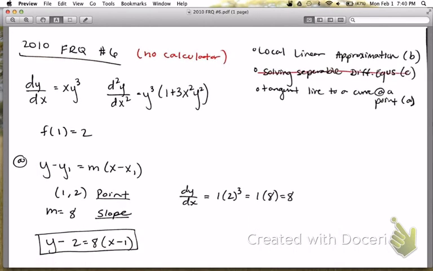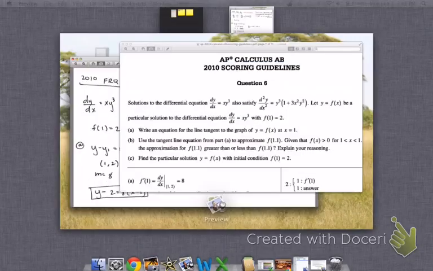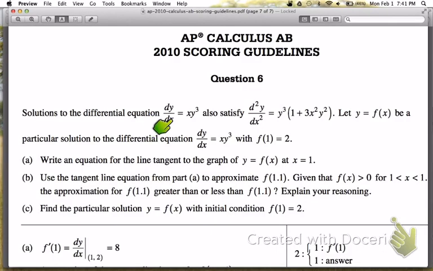So coming over here to my work, and again, here's the topics. Notice that I crossed out the one for part C because we don't know how to do that one yet. But for part A, I have point slope form. I know that my point is 1, 2, and my slope, if I plug it into the first derivative, is 1 times 2 cubed, which is 8. So my slope is 8. If you plug that into point slope form, you get y minus 2 equals 8 times x minus 1. So super easy, super basic. That's going back to algebra 1 business. The only thing you have to understand about that is that dy dx represents the derivative. So notice that you get 2 points for that.